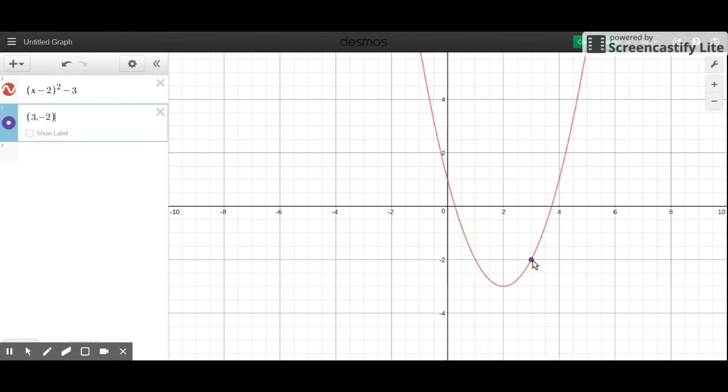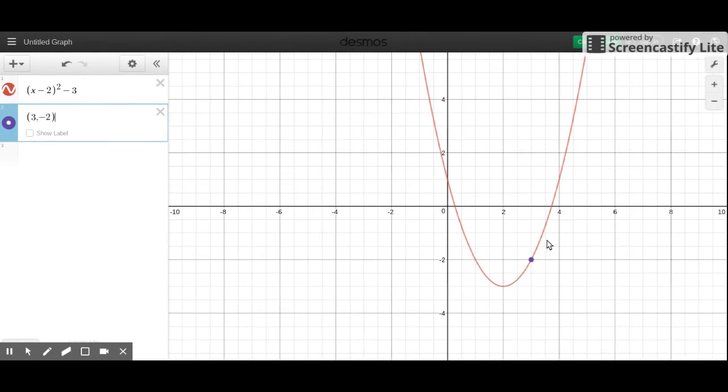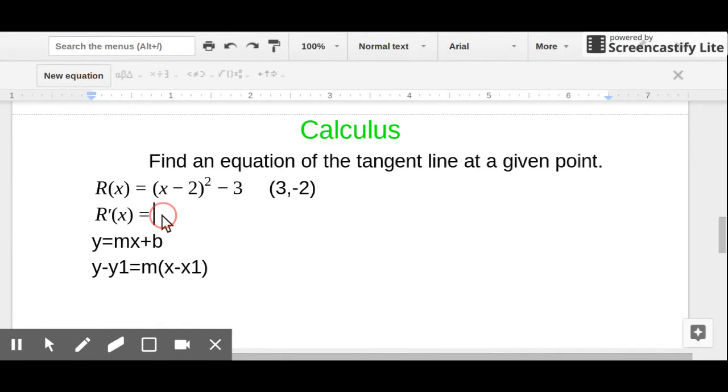So as you can see here, the slope we do know is going to be positive, right? The slope of the tangent line is going to be positive. So if our answer comes up being negative, we know we've done something wrong. All right. Okay, so I'm going to look at this and tell what the derivative is going to be.